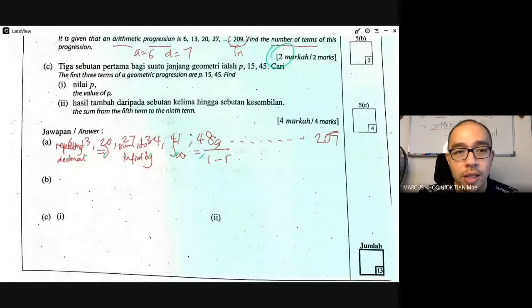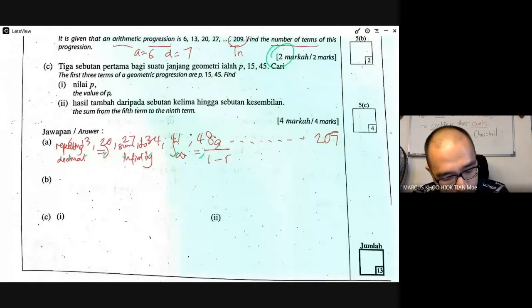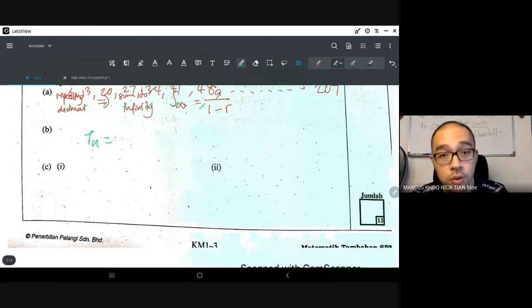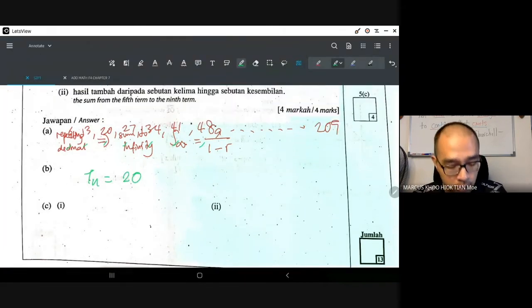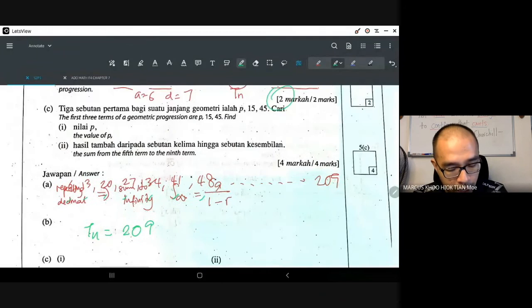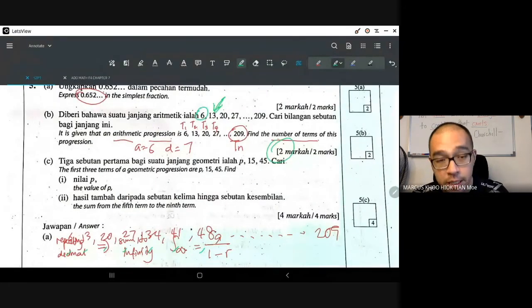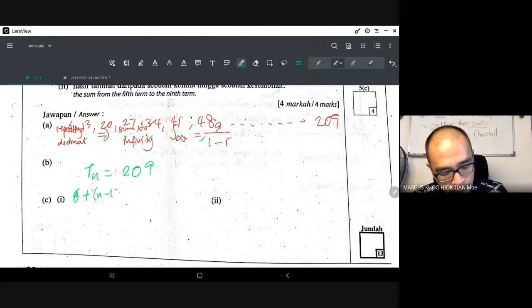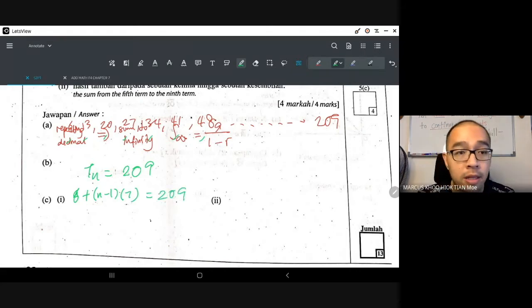So if you don't want to do it the long and manual way, we set Tn equals to 209. Okay, we have the a and we have the d. So a is 6 plus (n minus 1) times 7, equals to 209. And then it's just a matter of moving terms around. You'll get n equals to 30. I'm not going to show you the working. You work this out yourself.